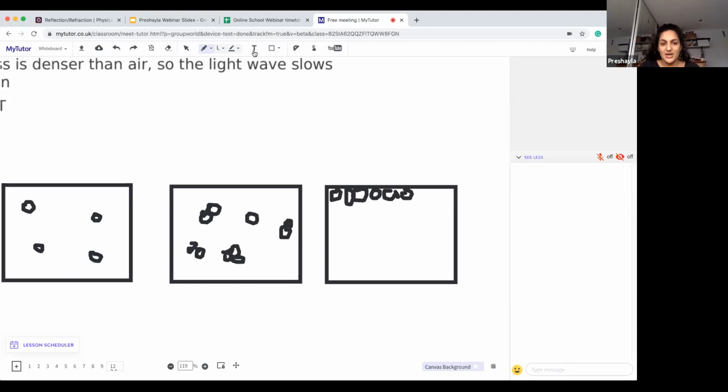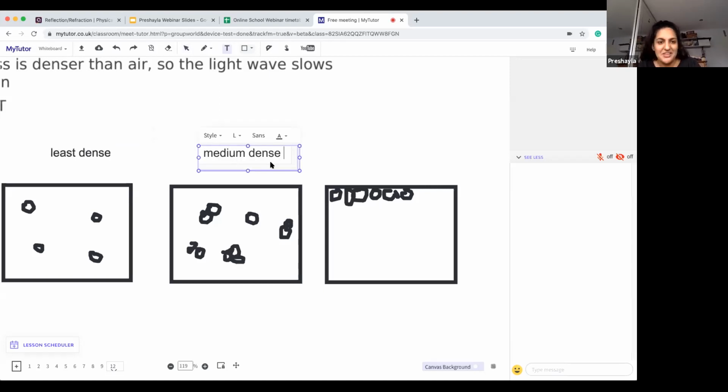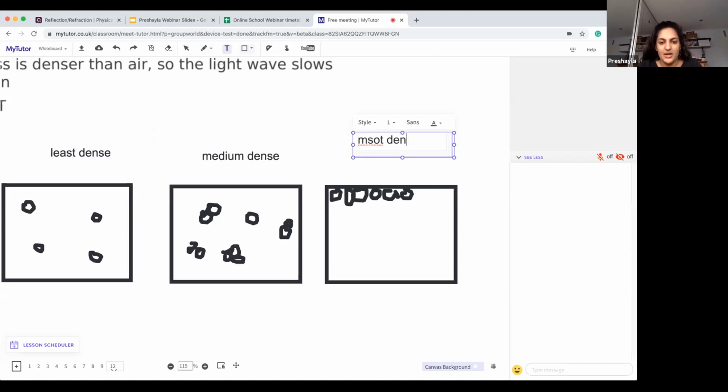So this, we say, is the least dense. Dense basically means how tightly packed are the particles. So least dense, medium dense, a bit more dense, and then the most dense over here.